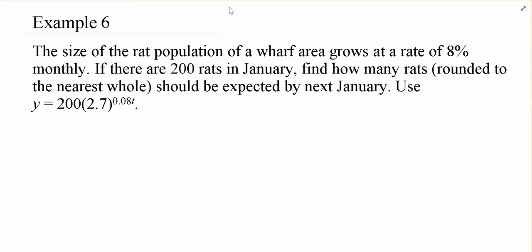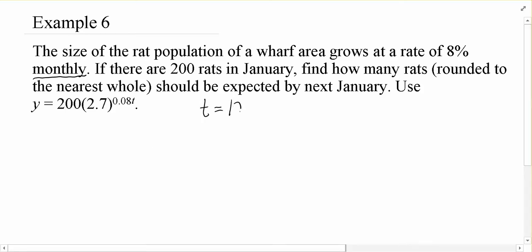Now, the one thing I have to tell you about equations that come with these exponential functions is that the big thing to be careful of is to make sure that our units match up. When we're talking about a monthly rate, then the time that we plug in needs to be that many months. So if we're going January to January, that's 1 year, that's 12 months. So what this problem is really asking us is, when your t value is 12, how many rats do we have?